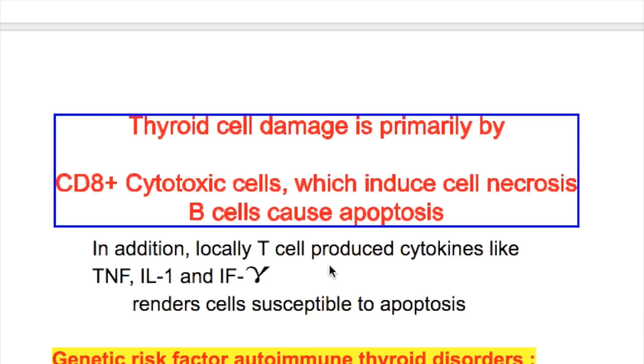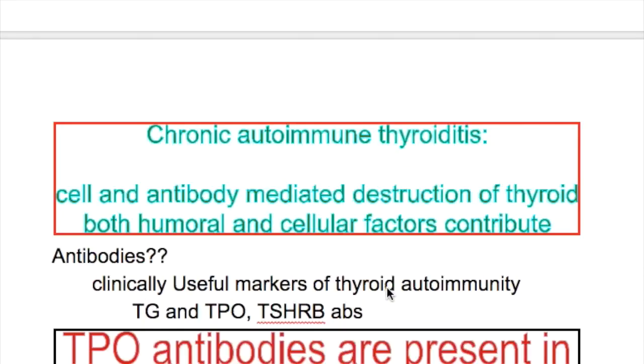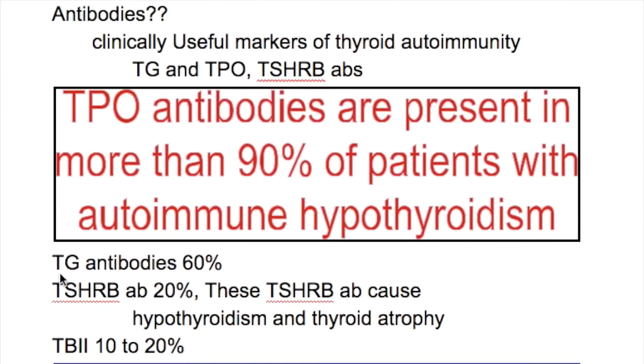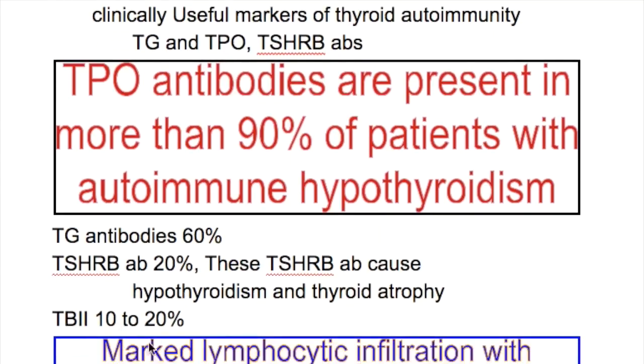In addition, locally T cells produce cytokines like tumor necrosis factor, interleukin 1 and interferon gamma, which render cells susceptible to apoptosis. The antibodies, the clinically useful markers of thyroid immunity, are thyroid peroxidase antibody, thyroglobulin antibody, and TSH receptor blocking antibodies. Thyroid peroxidase antibodies are present in more than 90% of the patients with autoimmune hypothyroidism. Thyroglobulin antibodies are present in 60%, and TSH receptor antibodies are present in 20% of patients, and these TSH receptor blocking antibodies cause hypothyroidism and thyroid atrophy. TBI are present in 10 to 20% of cases.